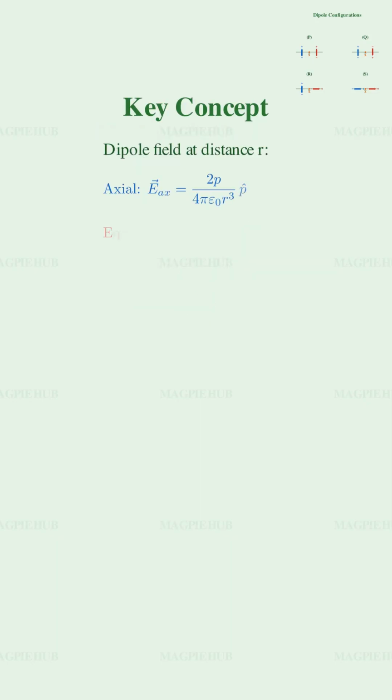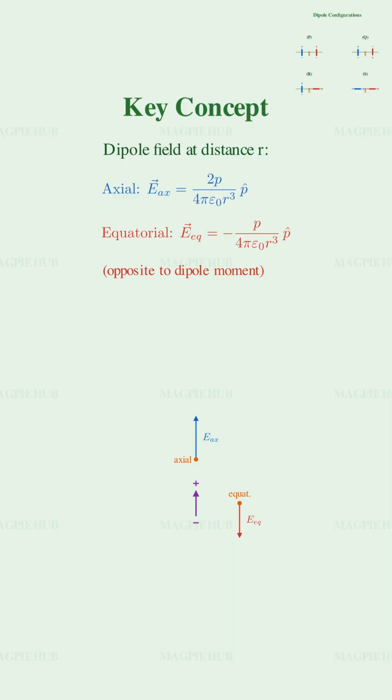The key concept is the electric field of a dipole at a distance r from its center. On the axial line, that is along the dipole axis, the field is 2P over 4 pi epsilon naught r cubed, directed along the dipole moment. On the equatorial plane, perpendicular to the axis, the field is P over 4 pi epsilon naught r cubed, directed opposite to the dipole moment. These two formulas are all we need to solve this matching problem.